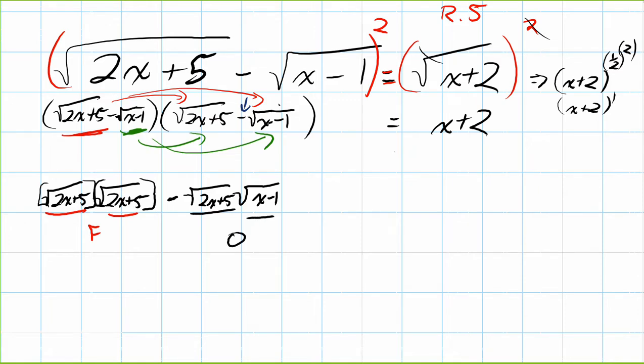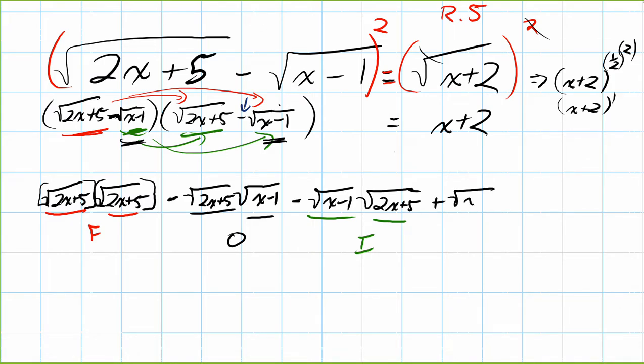Then we do the inside terms. So that's these two green ones here. Same idea. I have a negative, so I'm going to subtract the square root of x minus 1 times the square root of 2x plus 5. It's getting real messy here. Those are the inside terms. And then lastly, the last terms, in blue. This is a negative times a negative, so it's actually a positive value, and it is the square root of x minus 1 times the square root of x minus 1. All of that is still equal to what's left on the right-hand side.